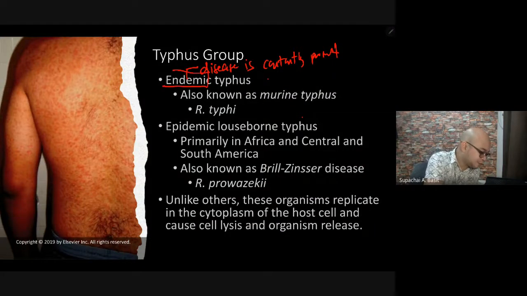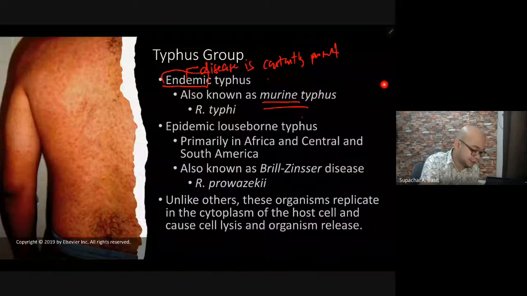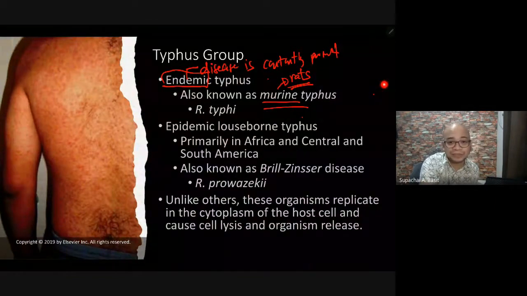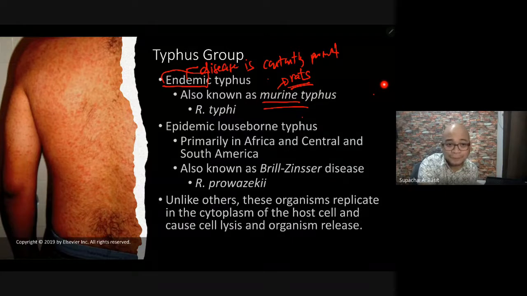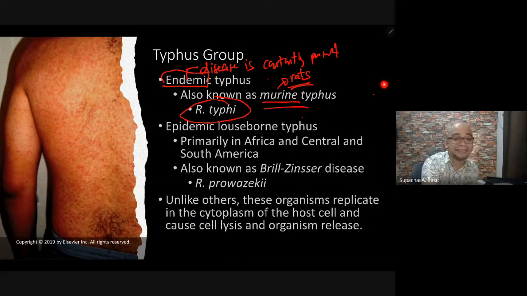So that's what we meant by endemic. And it is murine typhus, meaning to say the reservoirs are rats. So if rats are constantly present in a certain community, then the disease itself would also be constantly present. Hence the term endemic typhus. So this one is caused by Rickettsia typhi.